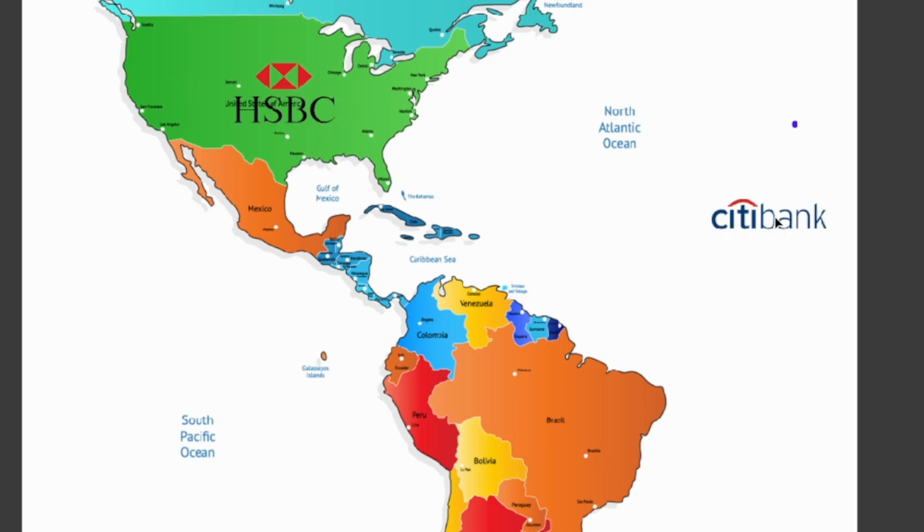Similarly, Citibank is a US bank. And if your account is in Citibank in the US, it's not a foreign financial account. However, this US company has branches in other countries, like Colombia. If you went to Colombia and opened a Citibank account in Colombia, even though this is an American bank, it's in a foreign country, and therefore that is considered a foreign financial account and is reportable on FBAR.